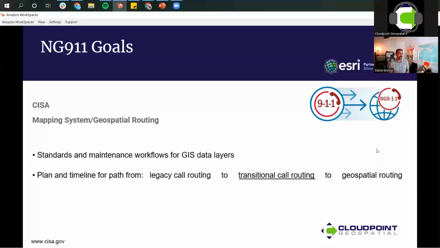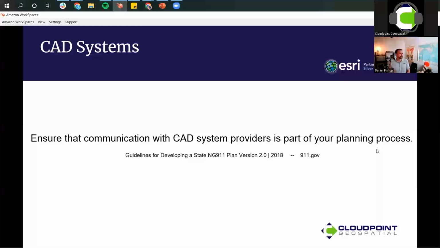And CISA also wants NG911 to look at a timeline and a path for this transition process from the legacy call routing, which would be E911, into the geospatial routing in NG911, and this transitional call routing phase. And that's where we're situated right now for this lecture, specifically looking at that transition, maintaining both E911 and NG911.